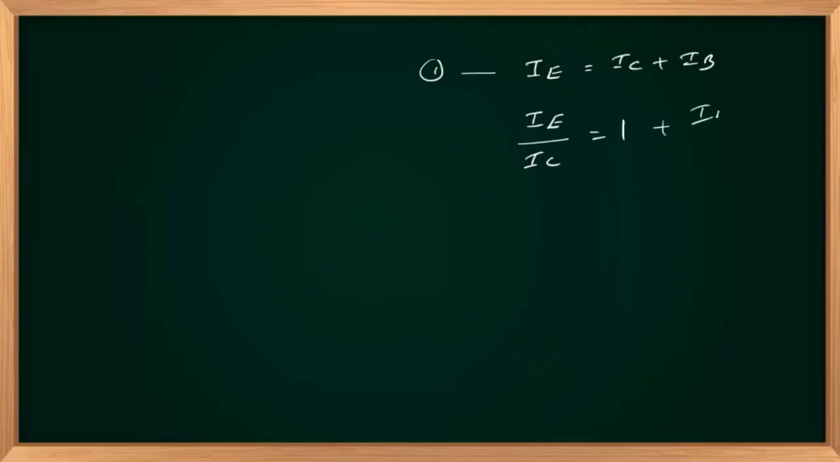Right, so let us have a look into the current equations. Emitter current was equal to IC plus IB. If you divide your current equation on both sides by any current, let us divide it by IC, that will be easier. We get 1 plus IB upon IC. Here we have two definitions. Collector current is alpha times emitter current, and collector current IC is beta times base current.